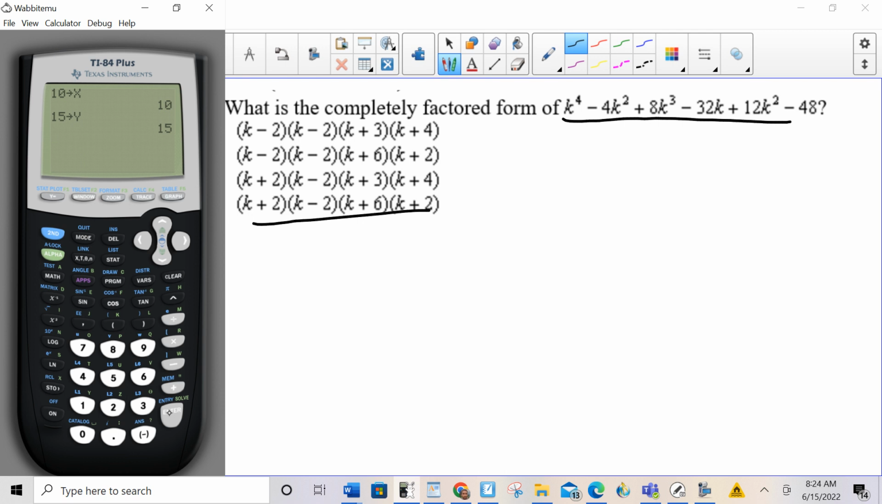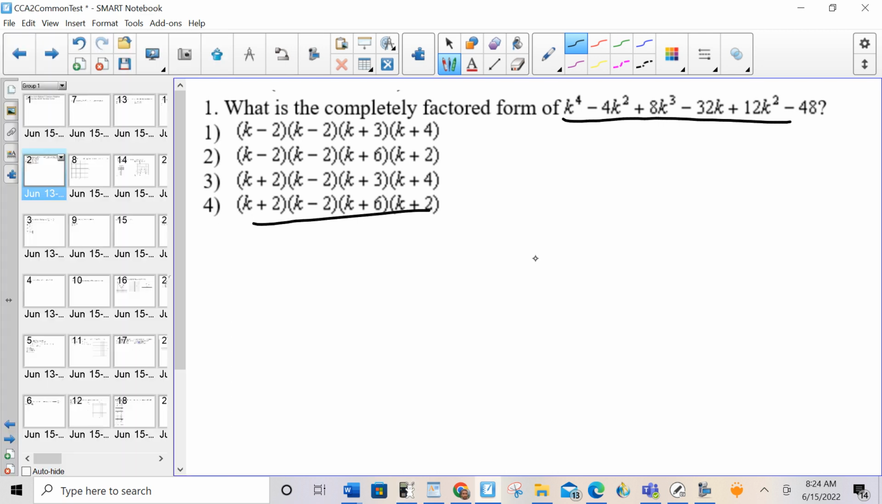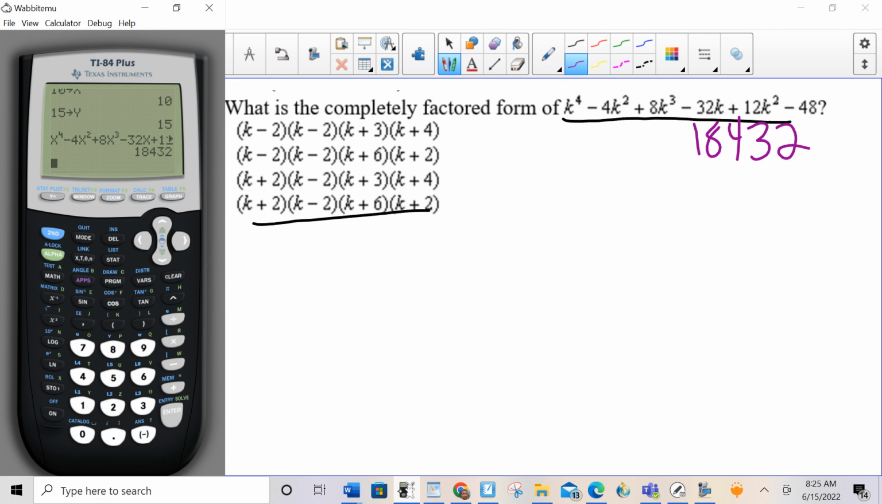Instead of k, I'm going to type x: x to the fourth, minus 4x to the second, plus 8x to the third, minus 32x, plus 12x squared, minus 48. I got 18,432. So now I'm going to type in each choice and I'm going to see which one matches up.